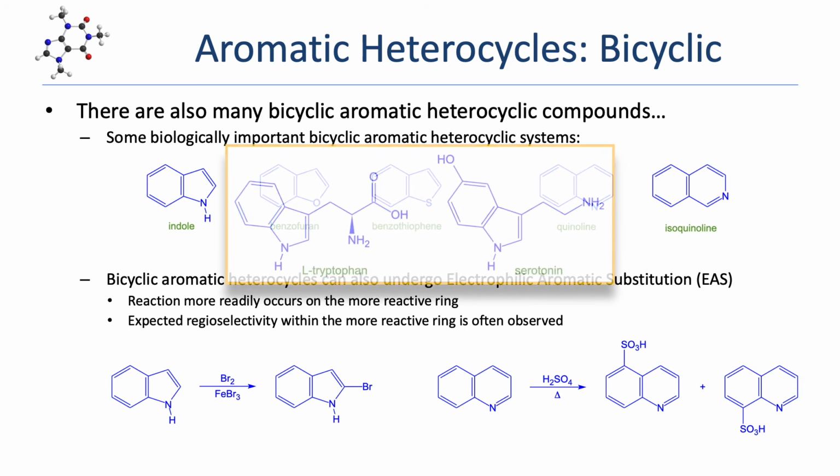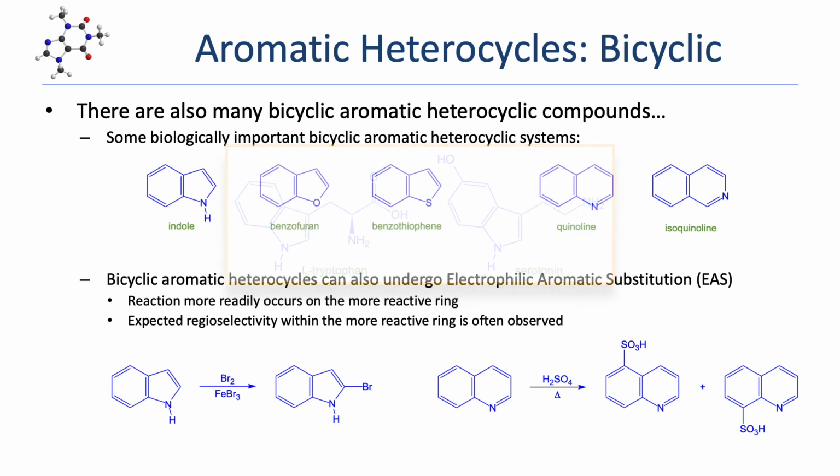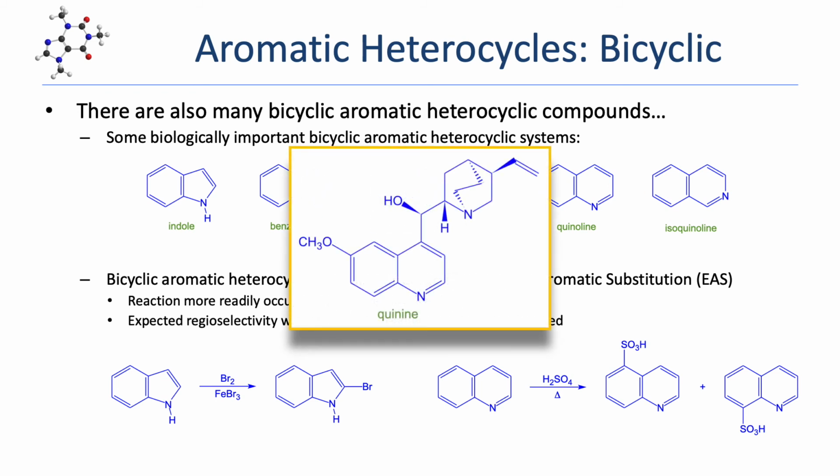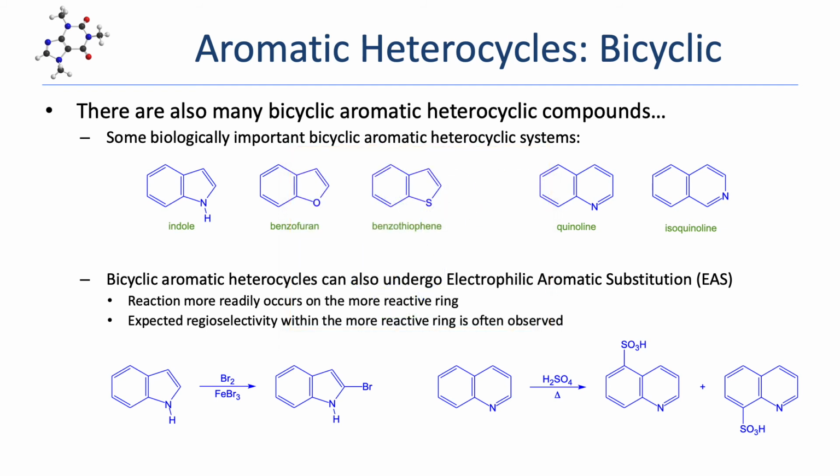The indole system is particularly common in nature and is found in several biologically important compounds such as tryptophan and serotonin. A pyridine ring can be fused to benzene in 2 ways, forming either quinoline or isoquinoline. Both structures are common in nature. The quinoline system is found in quinine, an alkaloid drug used to treat malaria. Because these systems are aromatic, bicyclic aromatic heterocycles can undergo EAS reactions.